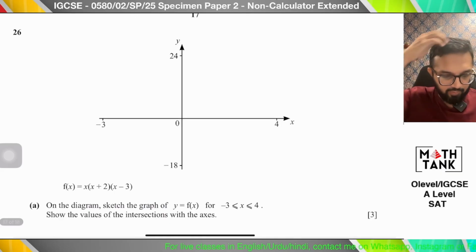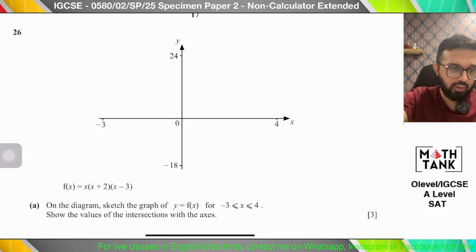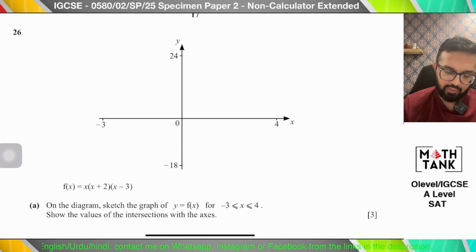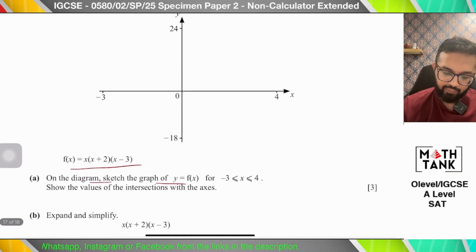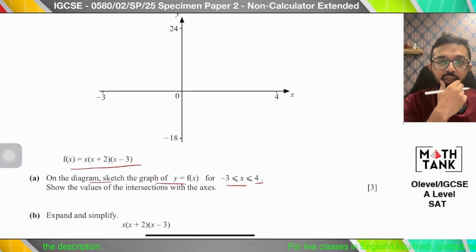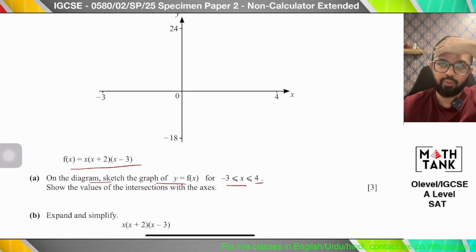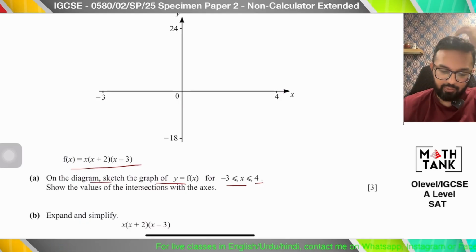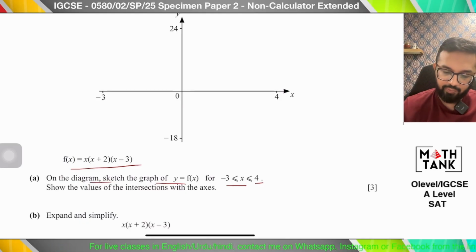Okay, then we have the last question, I think. Yeah, that is the last question. Let's see what it says. It says that's the function of x. On the diagram, sketch the values of f of x for x's between -3 and 4. So I should know where this curve starts from and where it's intersecting the x-axis. Okay, so where does the curve start from? I will have to plug in f of -3.